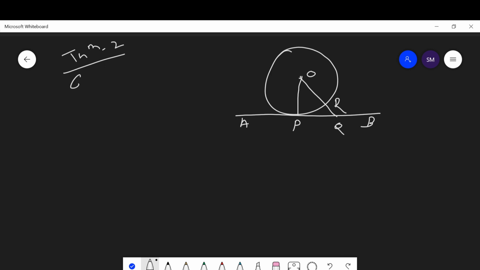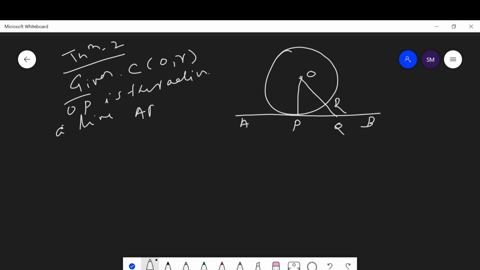Here given: C is the circle with center O and radius R, OP is the radius, and the line APB is perpendicular to OP. Here we have to prove that AB is the tangent to the circle at P.